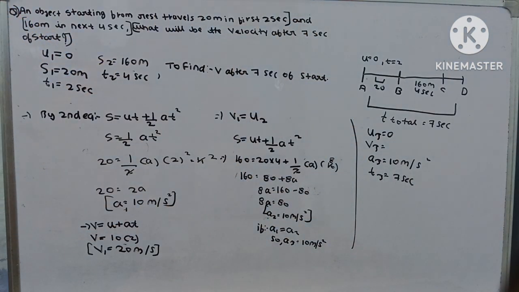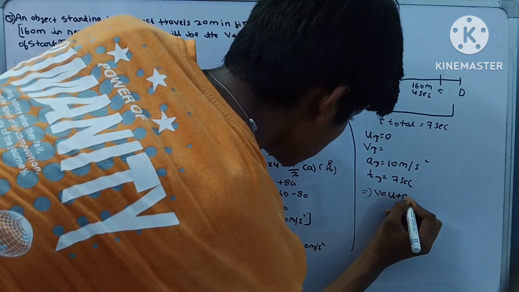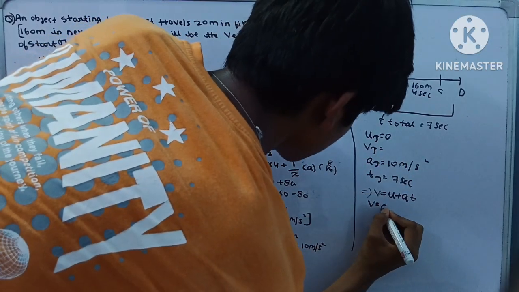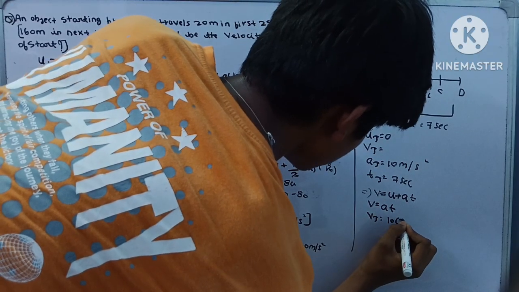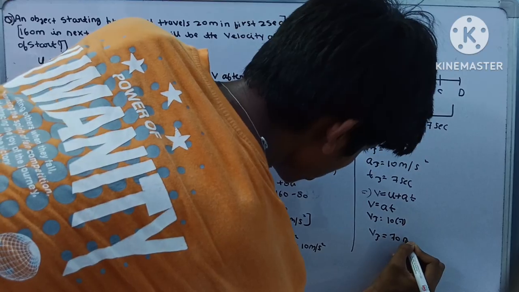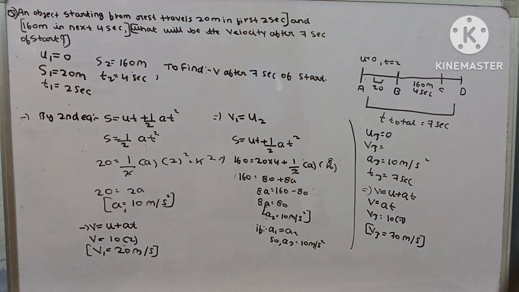By all this data, we can find v3. By which equation can be used to find v3? Okay, so here we can use the first equation, right? So we can say that v is equal to u plus at, and u is 0, right? So finally we got v3 is equal to acceleration 10 times time 7. So hence, happy ending, we got v3 is 70 meter per second, right?